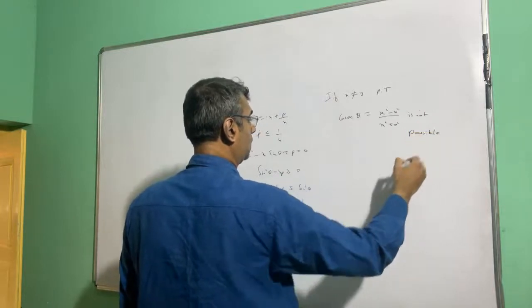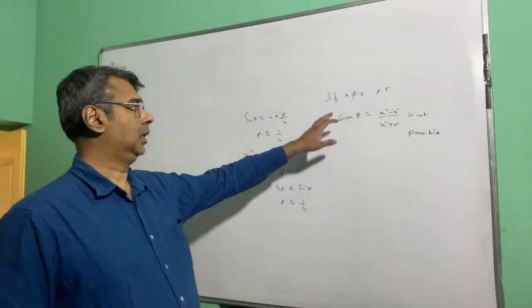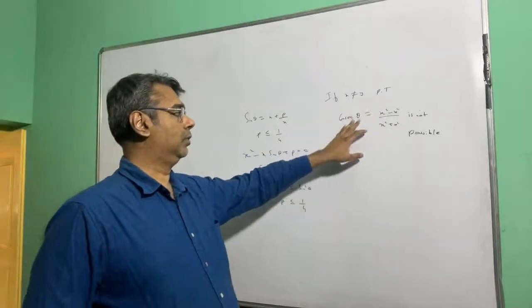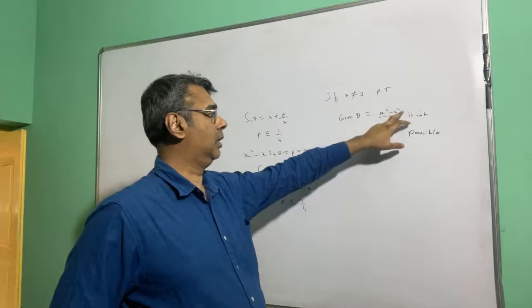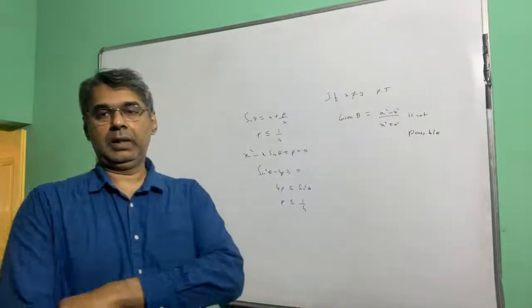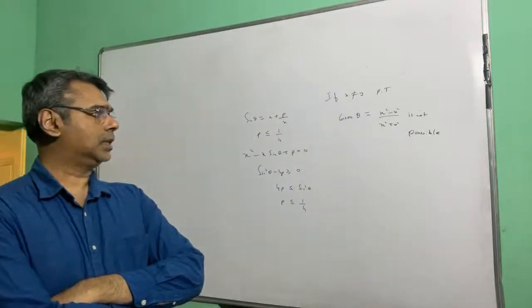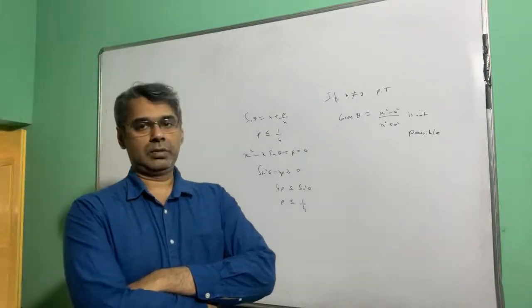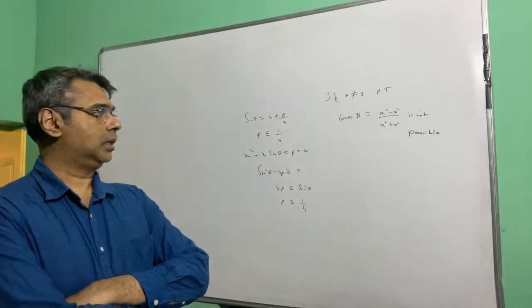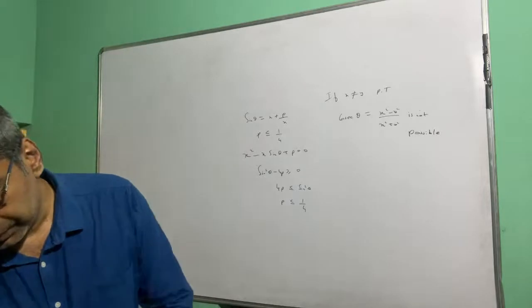Okay, now let's have a look at this question. If x is not equal to y, prove that cosecθ = (x² − y²)/(x² + y²) is not possible. Suppose x and y are not equal, you have to prove that this equation is not possible. You have to prove that.